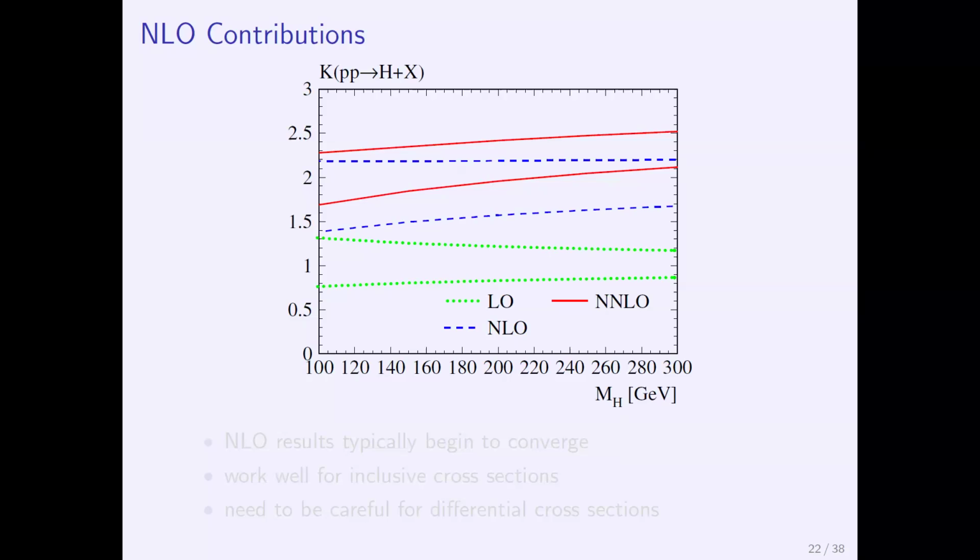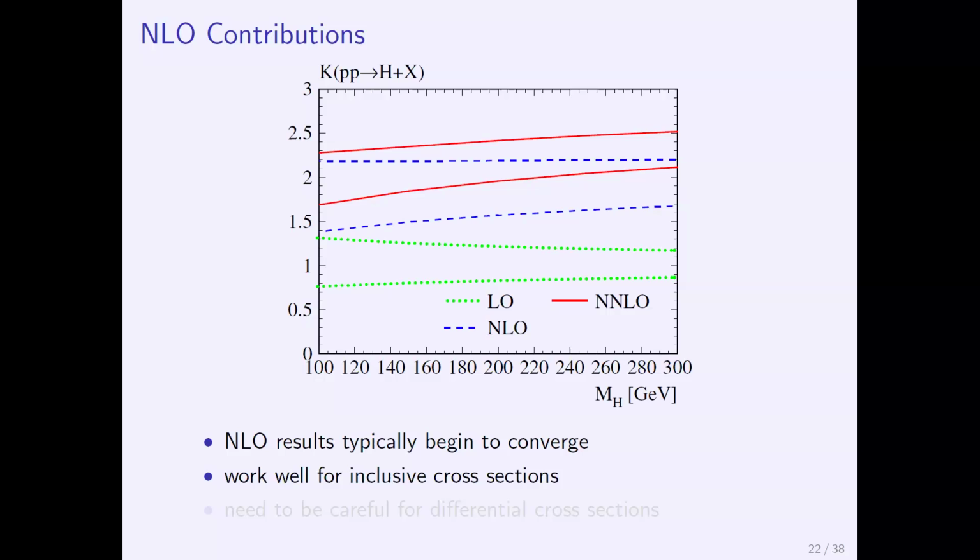For most of these processes, the nice thing that we see is that by next to leading order, the results typically begin to converge. What I mean by that is that the difference between leading order and next to leading order is bigger than the difference between next to leading order and next to next to leading order. So this is a good behavior. That means that even with next to leading order, because we see this convergence behavior, the things that we're getting out aren't totally crazy, but we still might want to go with higher orders as well.